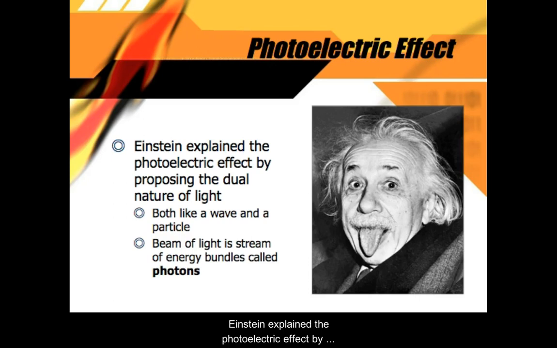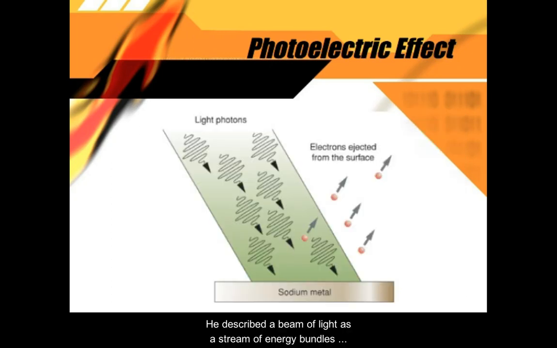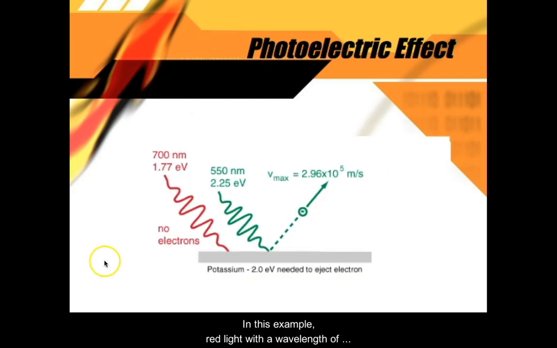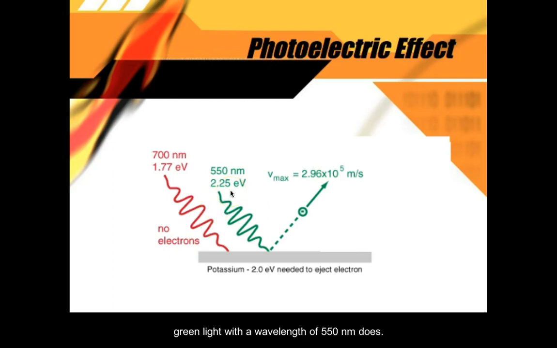Einstein explained the photoelectric effect by proposing the dual nature of light. That is, light is both like a wave and like a particle. He described a beam of light as a stream of energy bundles which he called photons. In this example, red light with a wavelength of 700 nanometers does not provide enough energy to allow potassium to eject electrons. However, green light with a wavelength of 550 nanometers does.